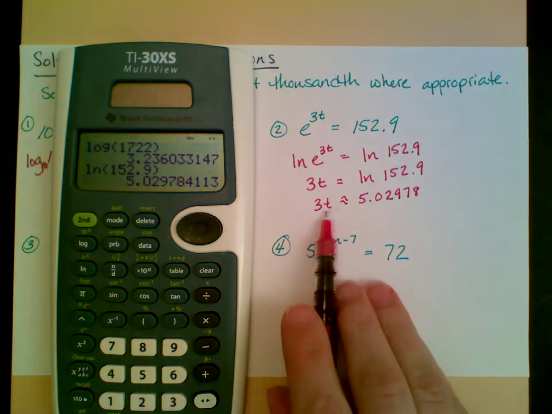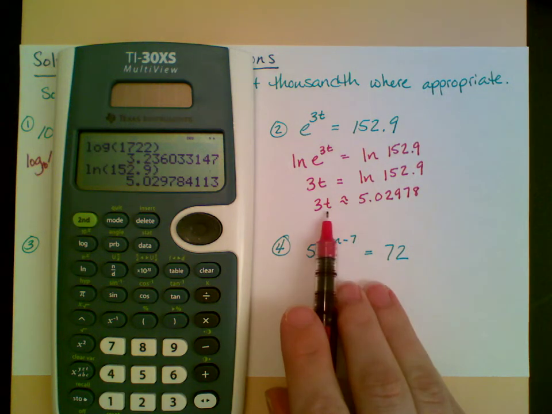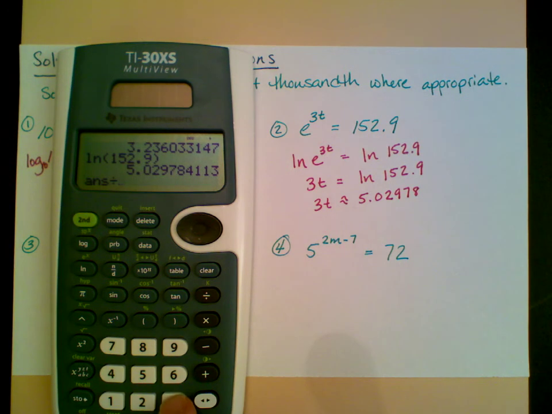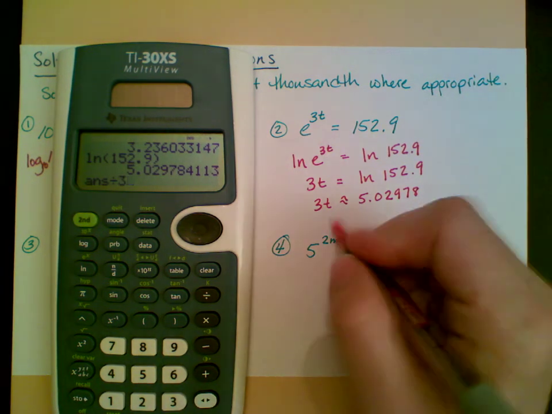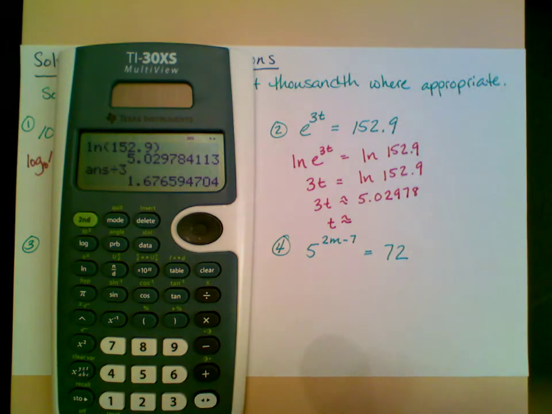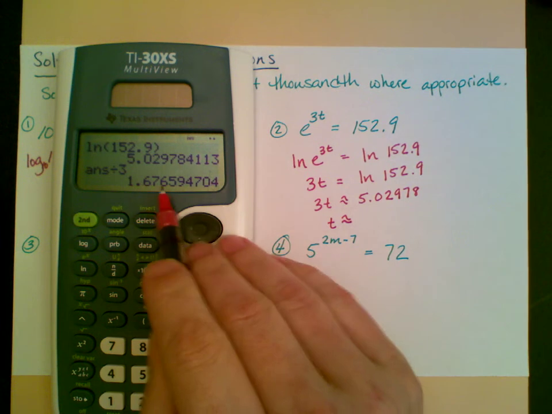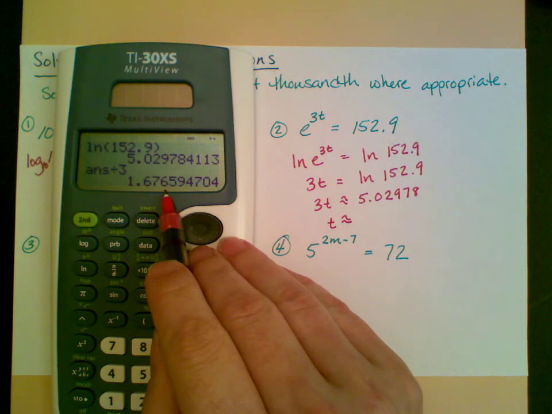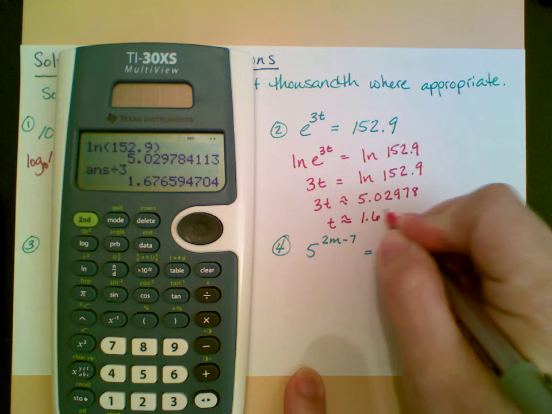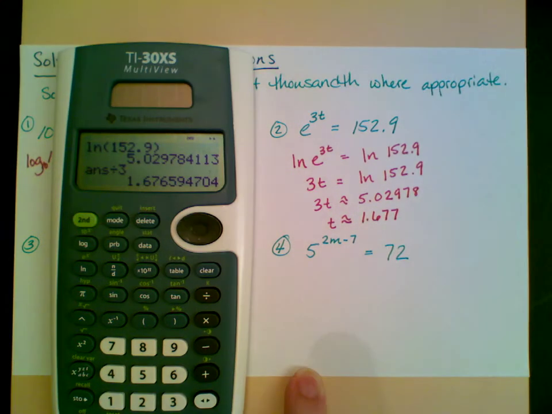Now notice that this is what 3t is equal to. So then I'm going to divide this by 3. And t is approximately equal to, so I want to round to the nearest thousandth, and that will give me 1.677. So there is number 2.